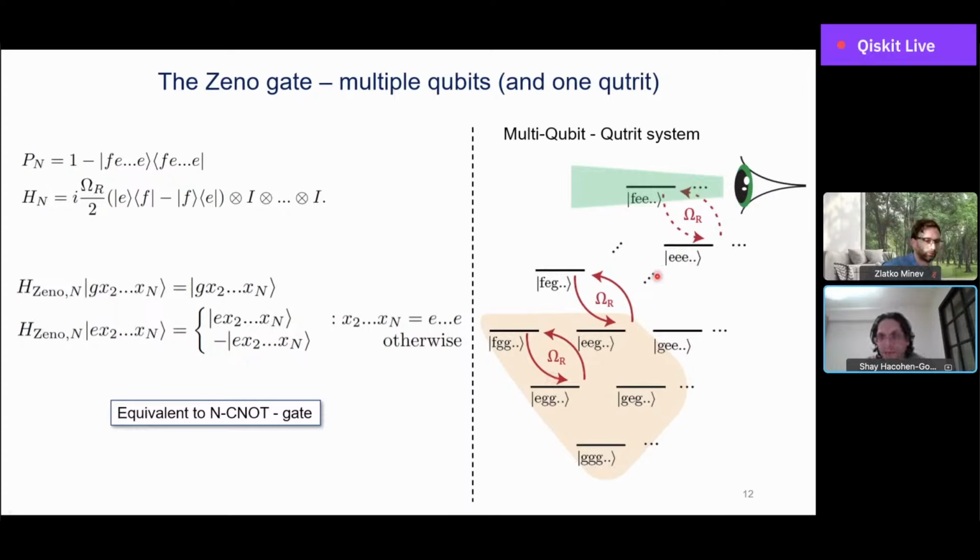okay? Except for the E state, which is being blocked by the Zeno. And if we now look at the resulting state, we can actually show that this is equivalent to an NC-NOT gate. So this is a control. So it's a C-NOT gate that is conditioned on all the qubits in the system except for the one qubit, and this immediately entangles the whole system. The point is that we had a local drive, but we had a highly non-local observation.